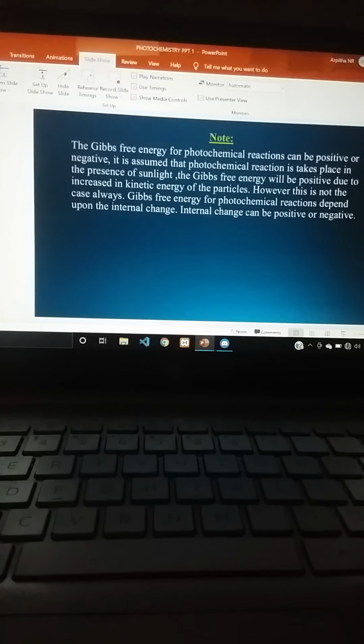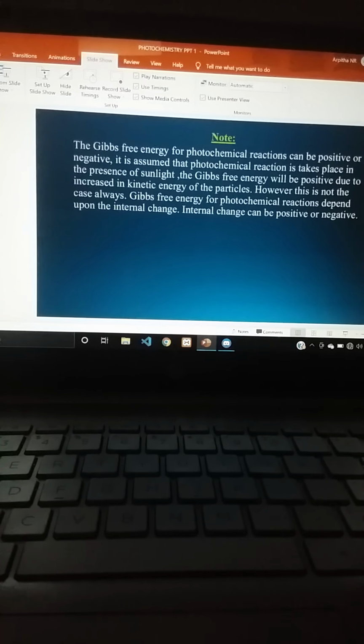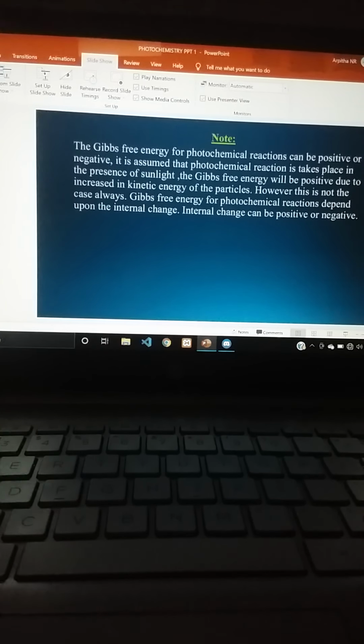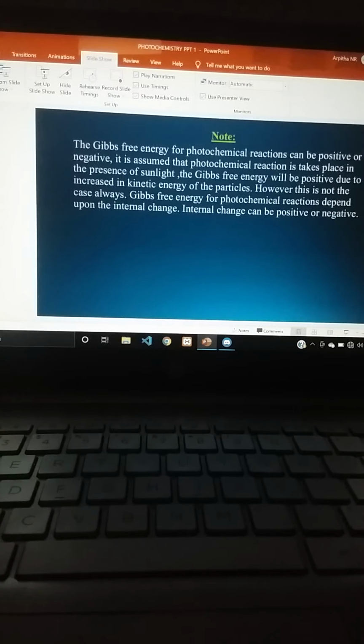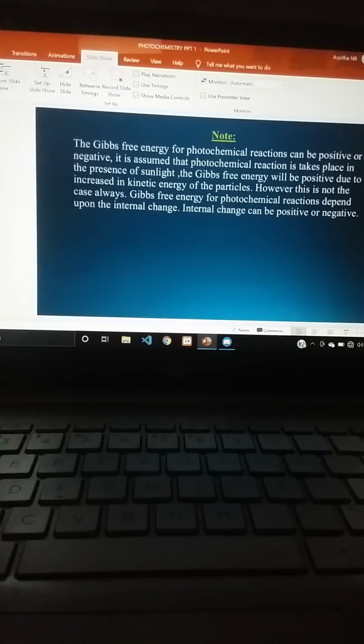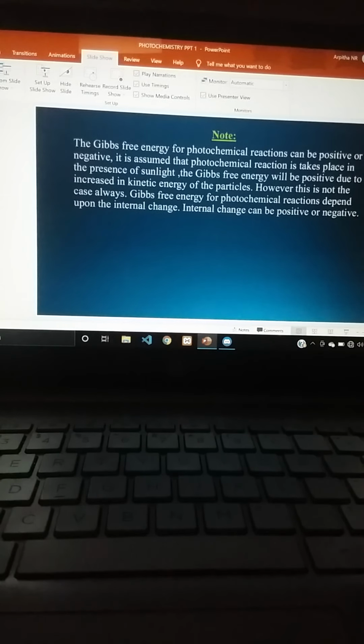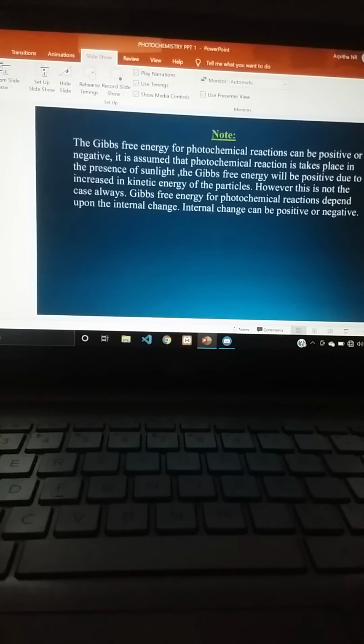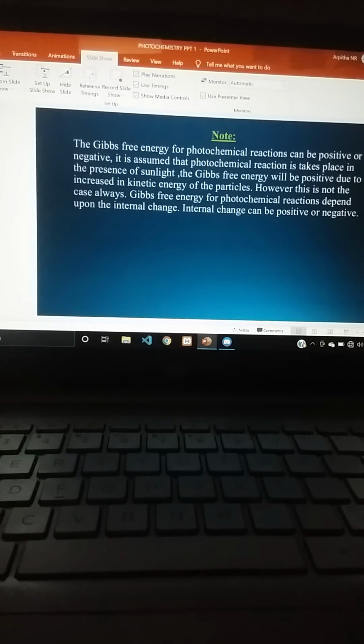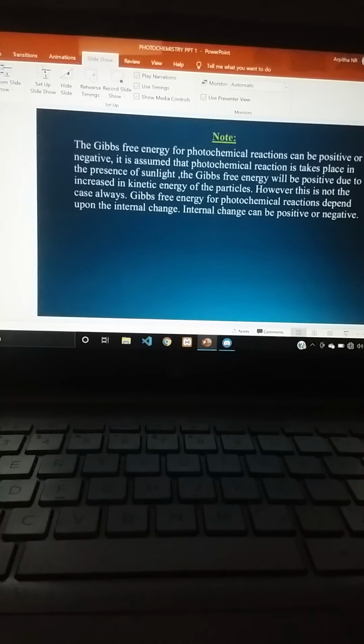Sometimes the Gibbs free energy for a photochemical reaction depends upon an internal change. Because of this, the Gibbs free energy may be positive, or it may also be negative. So this is all about the introduction to photochemistry.